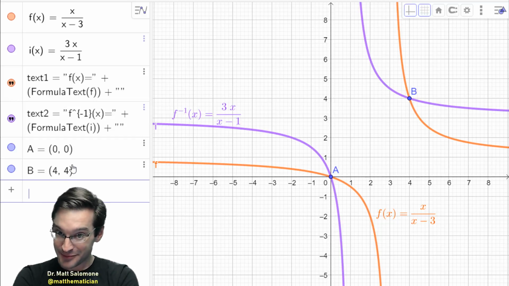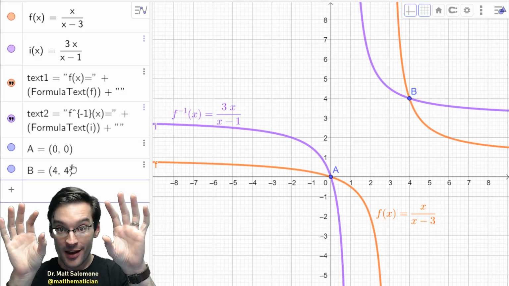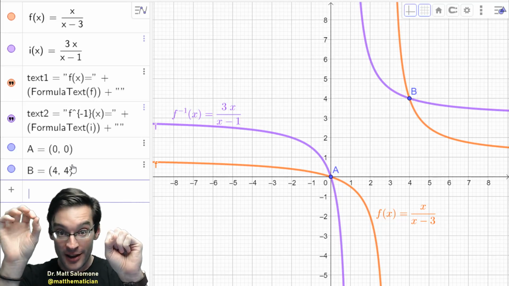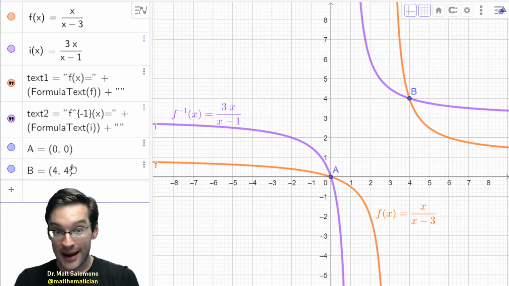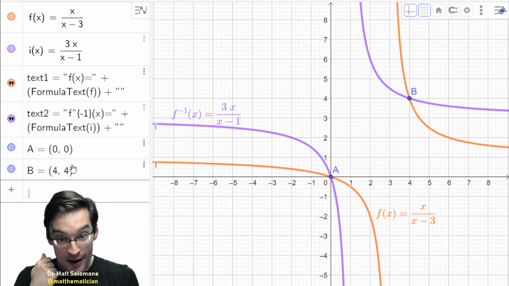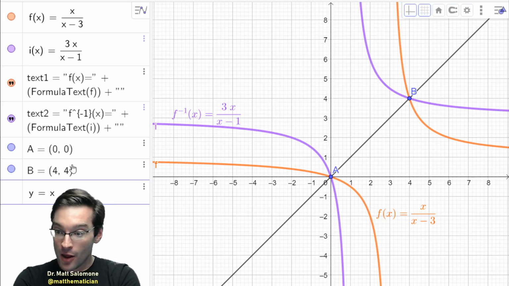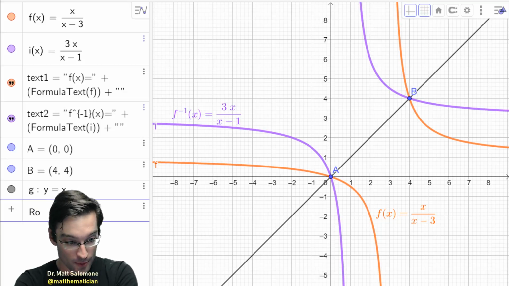That's not an accident, right? Because if f turns a 4 into a 4, then its inverse will also turn a 4 back into a 4. Same thing with 0. If f turns a 0 into a 0, then its inverse will go backwards, but also turn a 0 back into a 0. So these two graphs are going to intersect exactly where the value of x and the value of y are the same. And all those intersections lie along this diagonal line that we call the line y equals x. Let me get a label in there as well: y equals x.